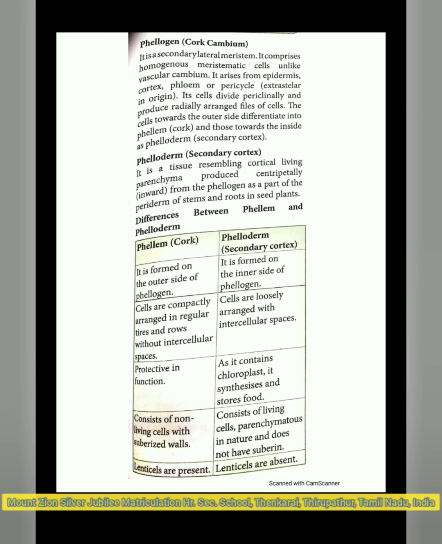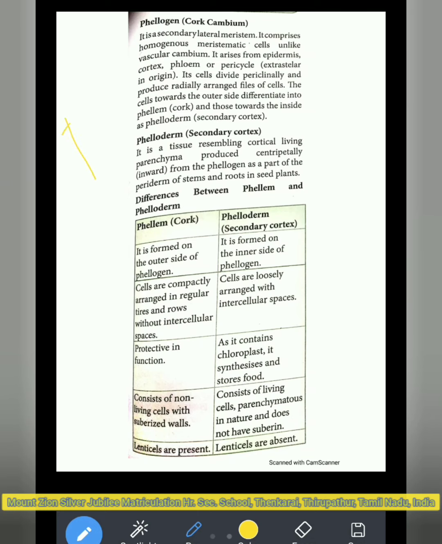On the outer side of the phellogen, you can find a layer called phellem. That layer we call cork. So the outside layer of the phellogen has a layer called phellem, and that is also called cork. This is a secondary lateral meristem.